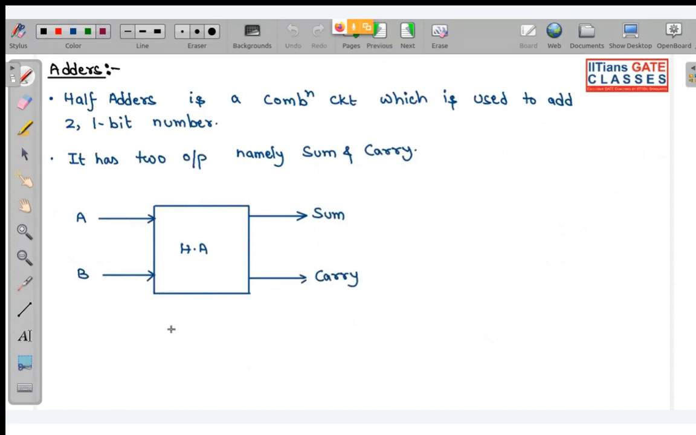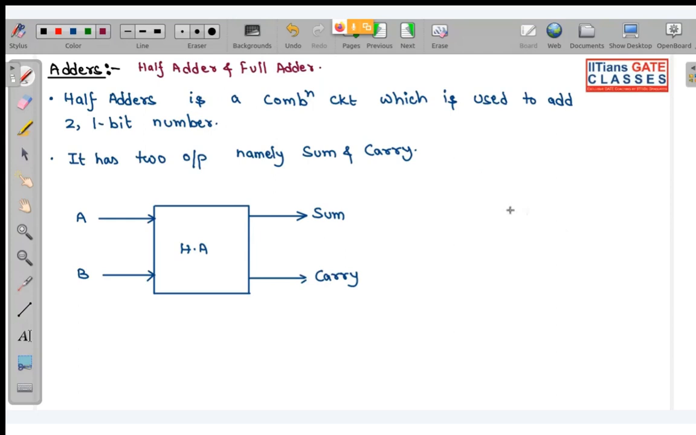It is an adder. An adder is of two types: half adder and full adder. First we are going to see the half adder. Okay, half adder. So a half adder is a combinational circuit which is used to add two 1-bit numbers.